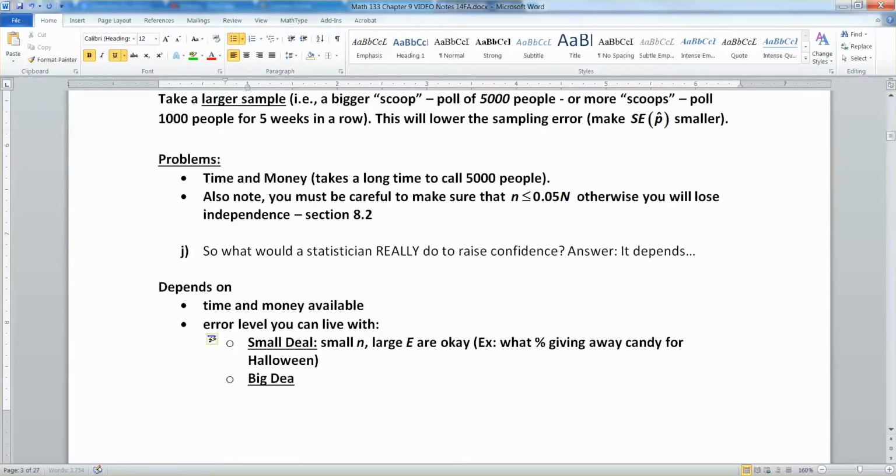Whereas if it's a big deal, then you want a large N and small error. So for example, let's say you want to test a new drug for diabetes, or something like that. You'd want a large N because you don't want to have a big error. You want a very small error, right?